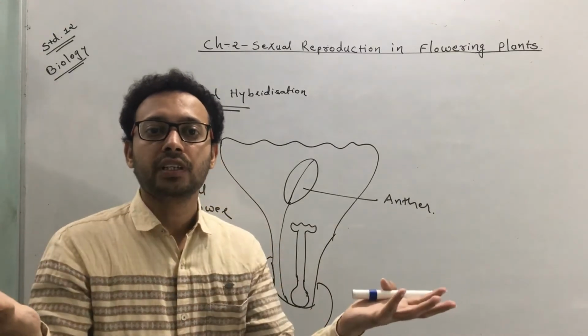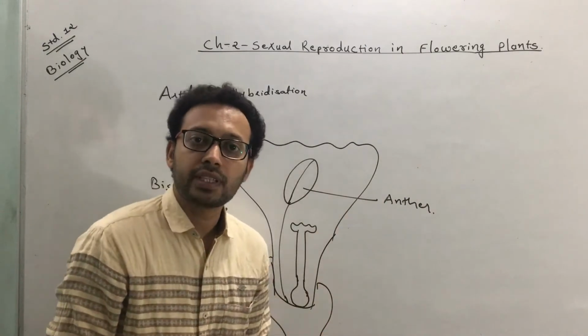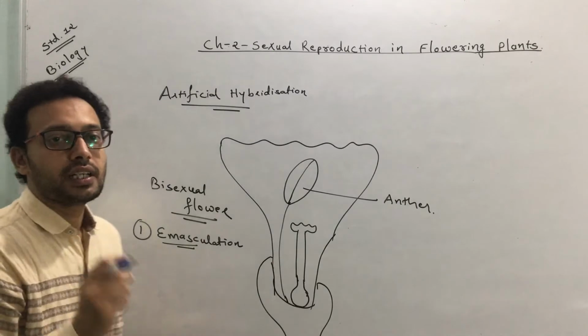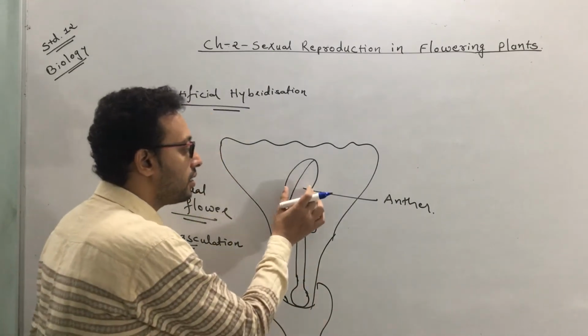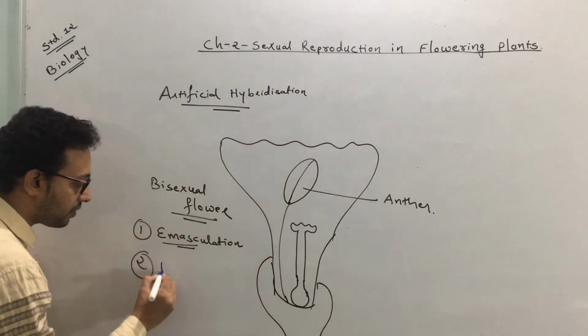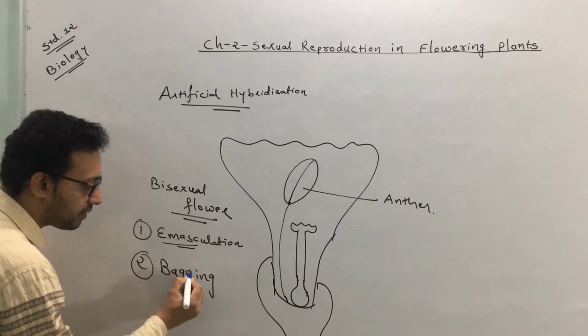Already the pollen grain has been released. So before it dehisces, we remove this anther with the help of forceps, and this process is called emasculation. Once this anther has been removed, now the second technique is going to be performed, and this is called bagging.